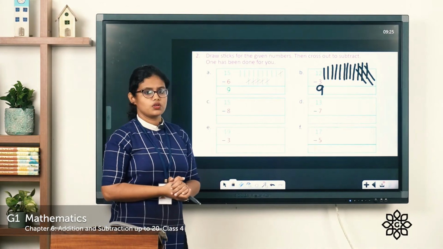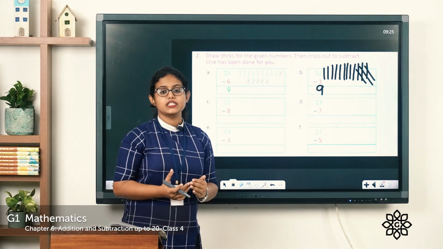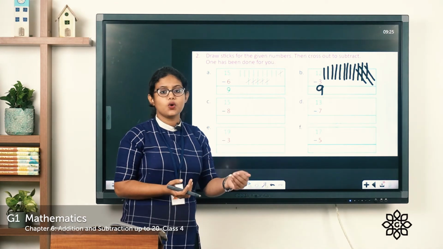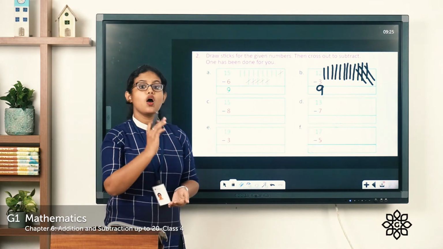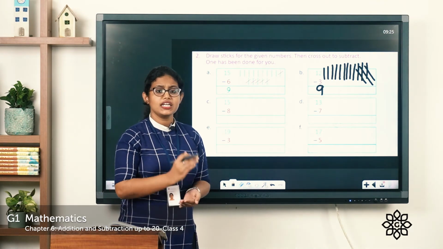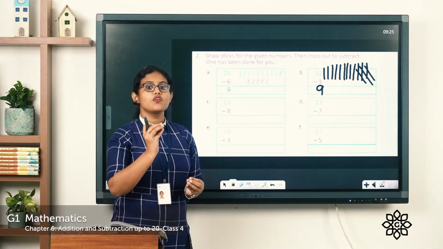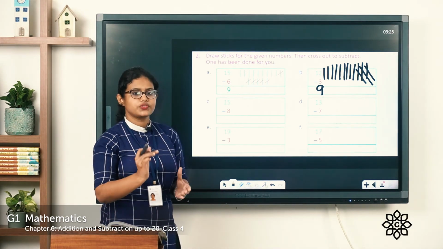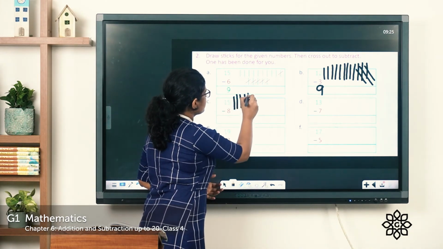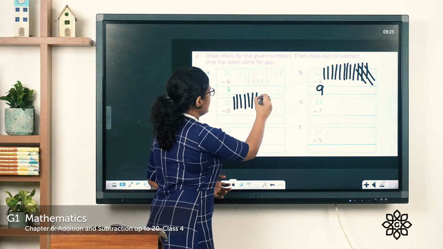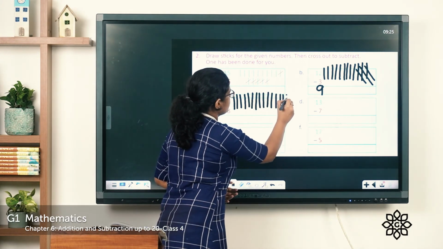Let's do one more. So 15 minus 8. We need to subtract 8 from 15. You need to take away 8 from 15. So what you need to do first? You need to draw 15 sticks, and then you are going to cut 8 from 15. So let's draw 15 sticks. 1, 2, 3, 4, 5, 6, 7, 8, 9, 10, 11, 12, 13, 14, 15.